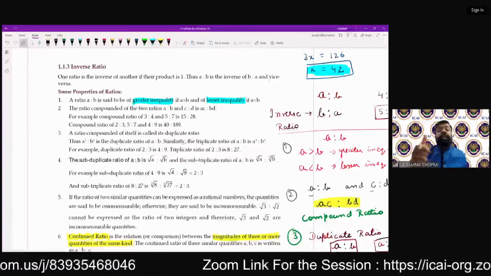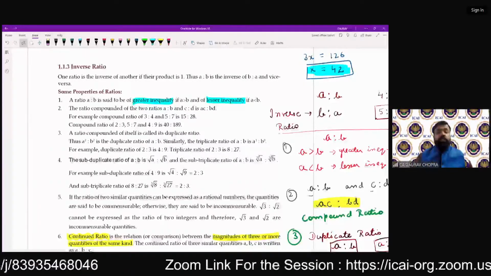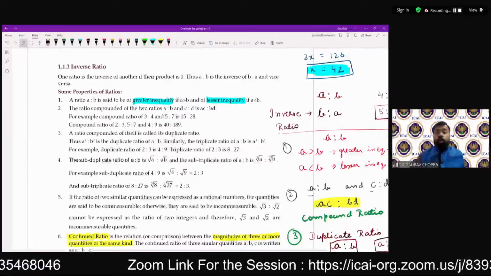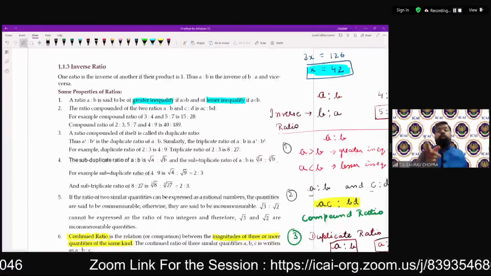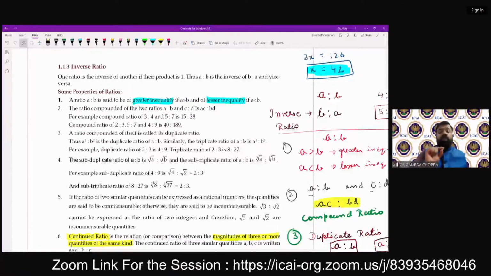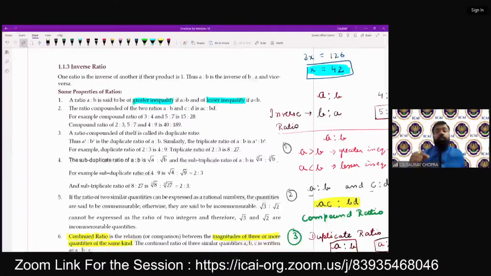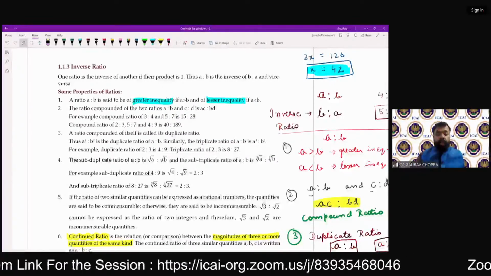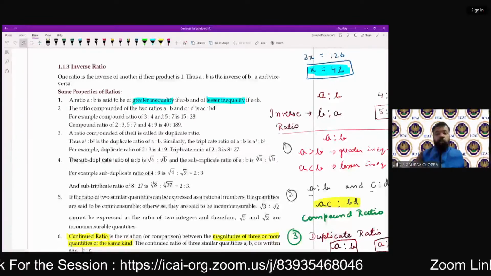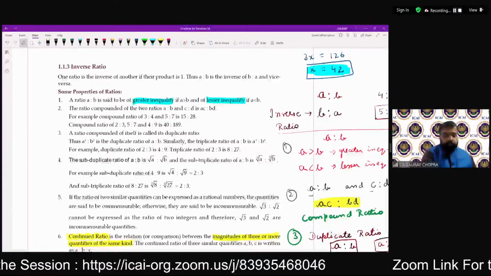One property is known as duplicate ratio. Duplicate means what? एक से दो हो जाना. That means A will become A square and B will become B square. So you have to square both the terms.